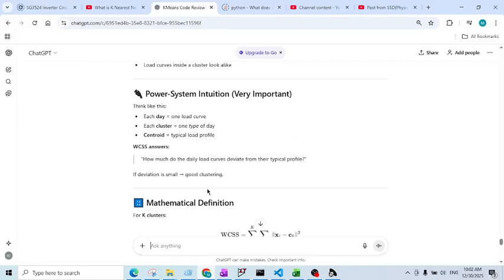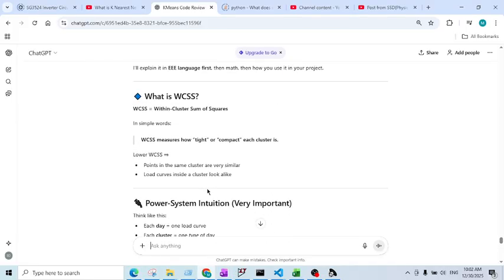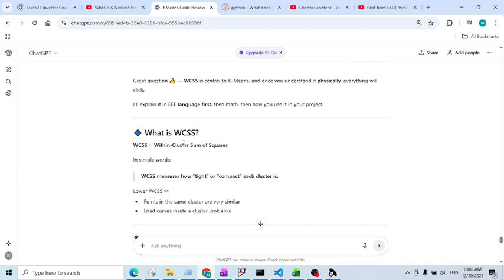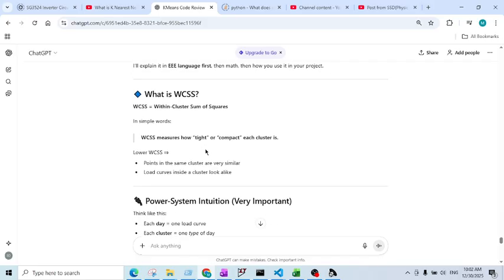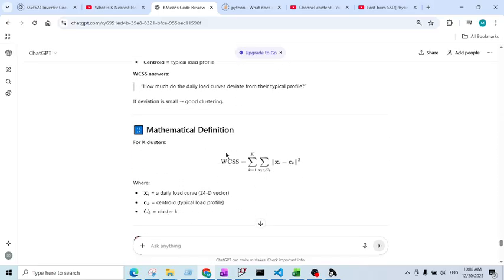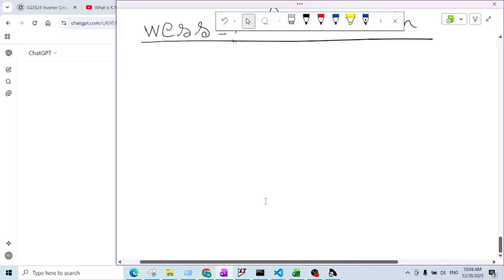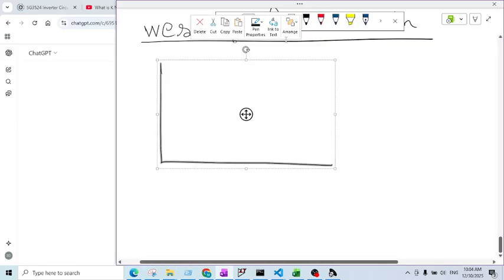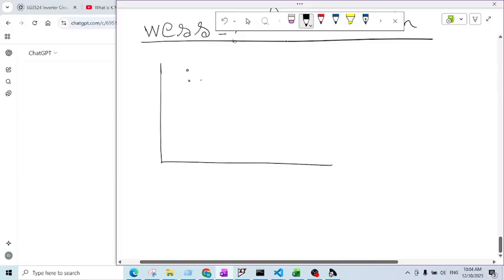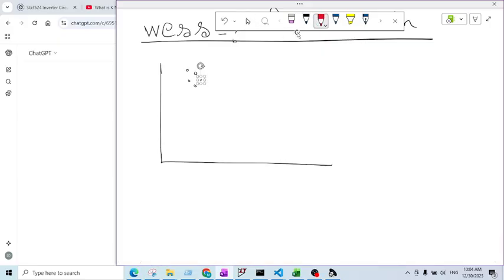If I go to ChatGPT, you can see that WCSS is called the within cluster sum of squares, and the formula looks like this. So what is this actually, let's see. Basically, let's say you have some data that looks like this.